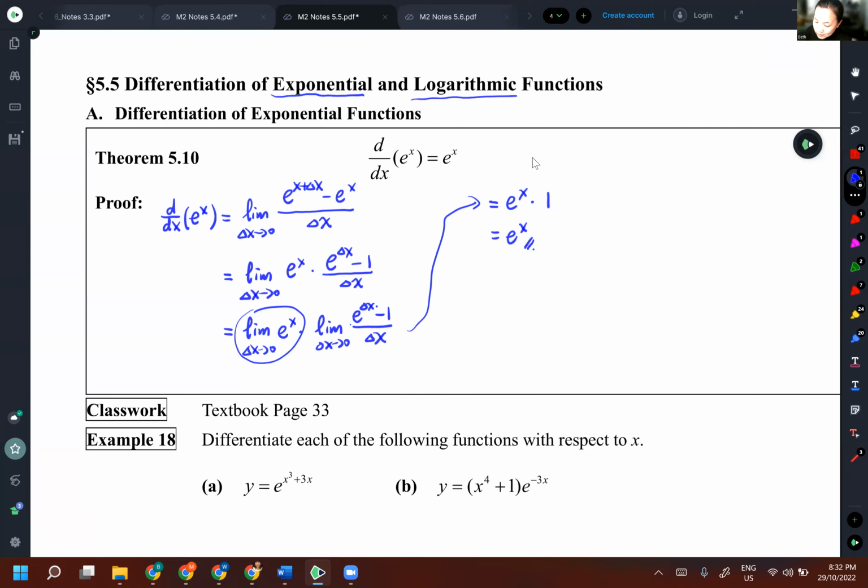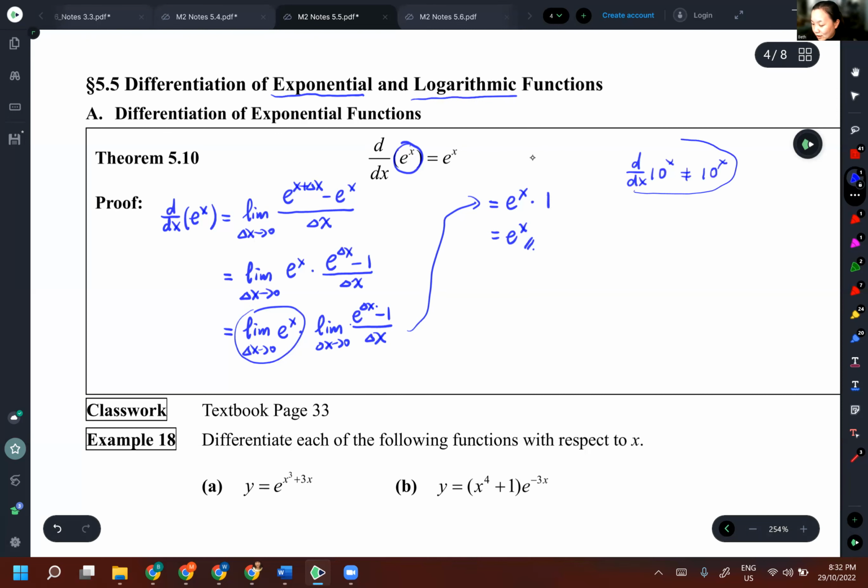Pay attention. This rule can only be applied to this very specific function, meaning that if you change the base, it's not the same. For example, if I change the base to 10, d/dx of 10 to the power x, you cannot say it's equal to 10 to the power x anymore. The base has to be e. How to differentiate this one, later on we'll have an example to explain that.